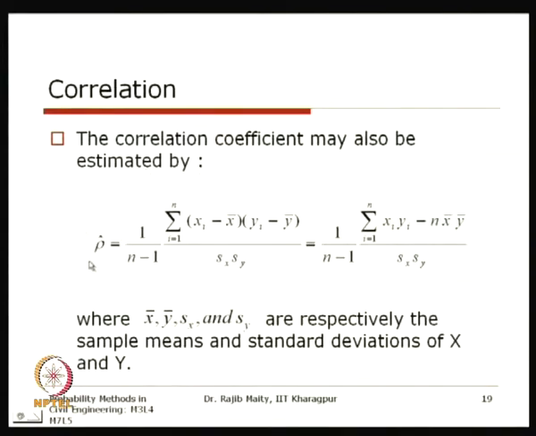Now, the estimate is 1 by n minus 1, the sum from i equals 1 to n of (x_i minus x bar)(y_i minus y bar), divided by s_x s_y. This expression can be written as the sum from i equals 1 to n of x_i y_i minus n times x bar times y bar, divided by s_x into s_y. Here x bar, y bar, s_x and s_y are the sample means and standard deviations of x and y respectively.